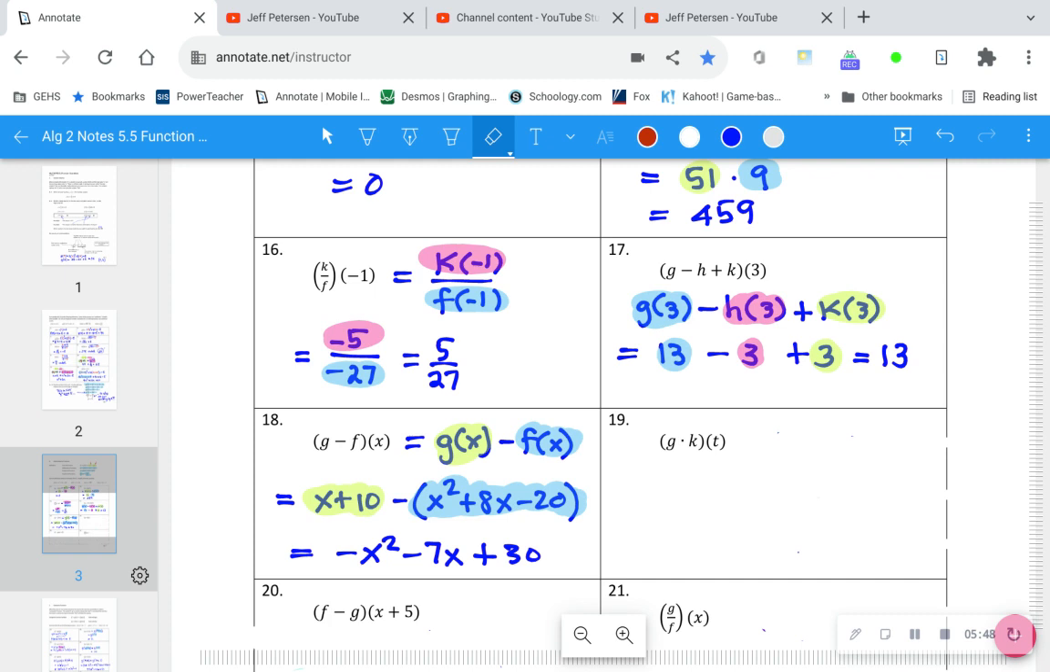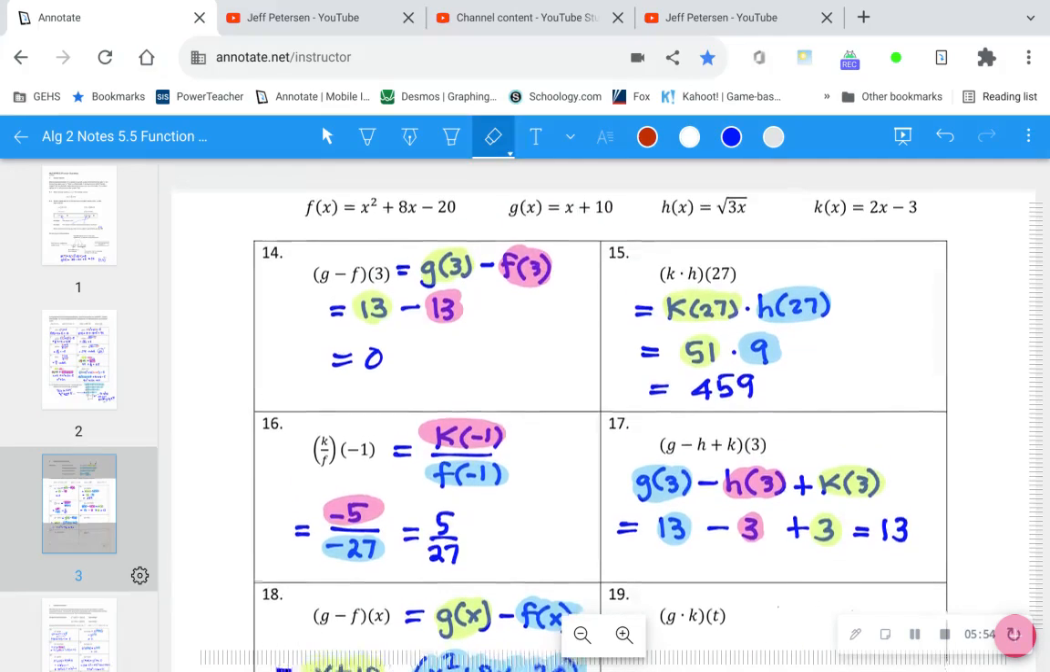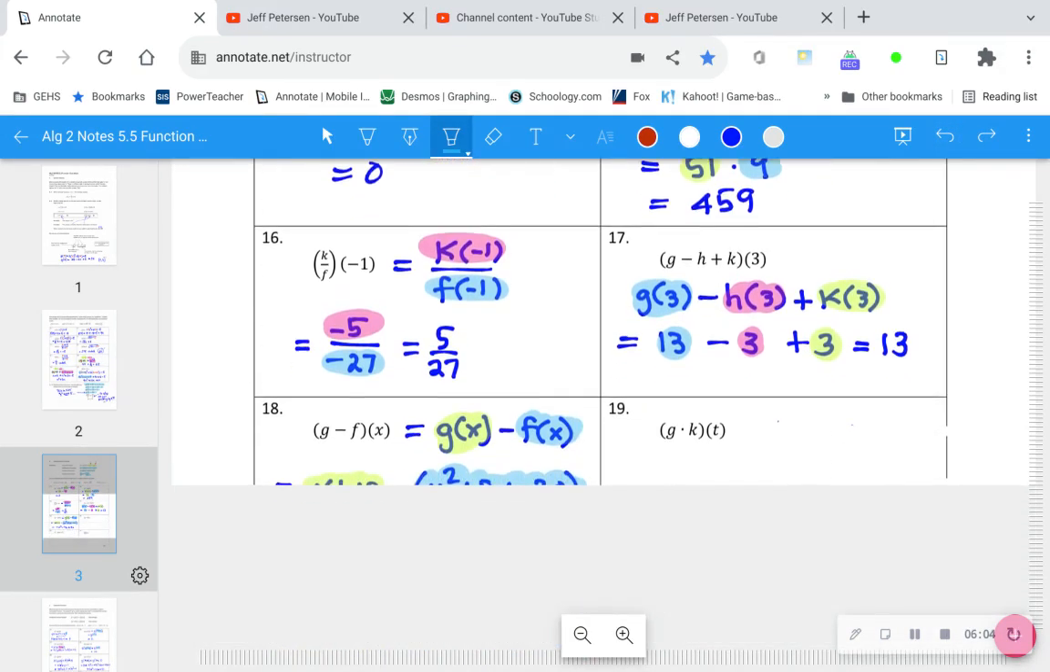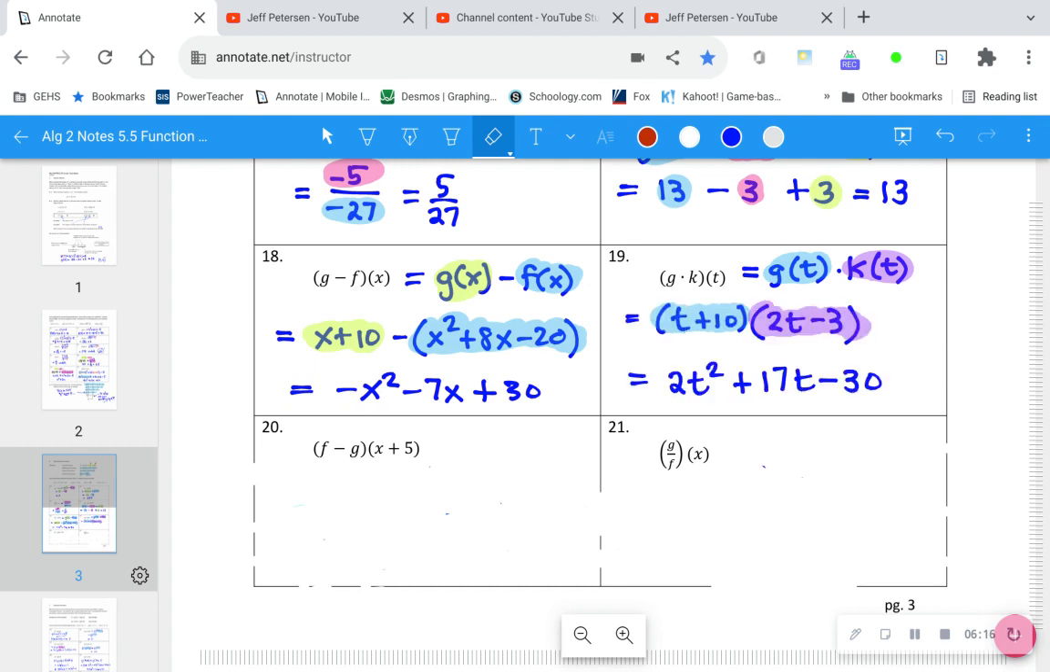Okay, g times k of t. So we're replacing the x's with t's, and we're doing it first in this one, and then in this one. And when you replace those x's with t's, then you're supposed to multiply them together. So come on down here, and I'll show you all the math. First, you say g of t and k of t, plugging in t into both of them, looks like that. And now you just multiply those out.